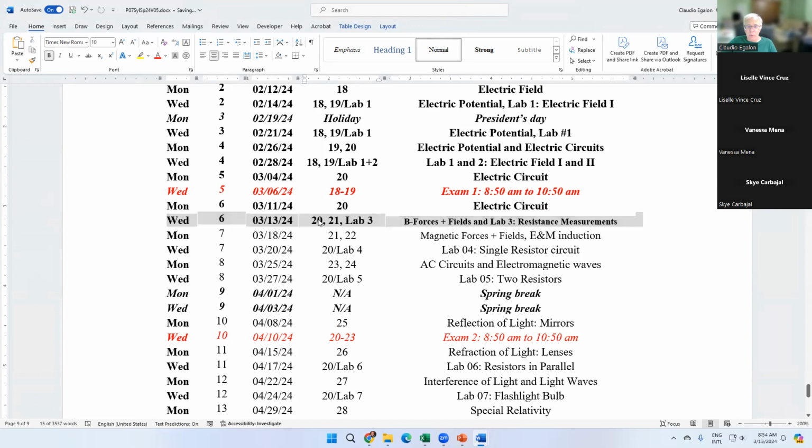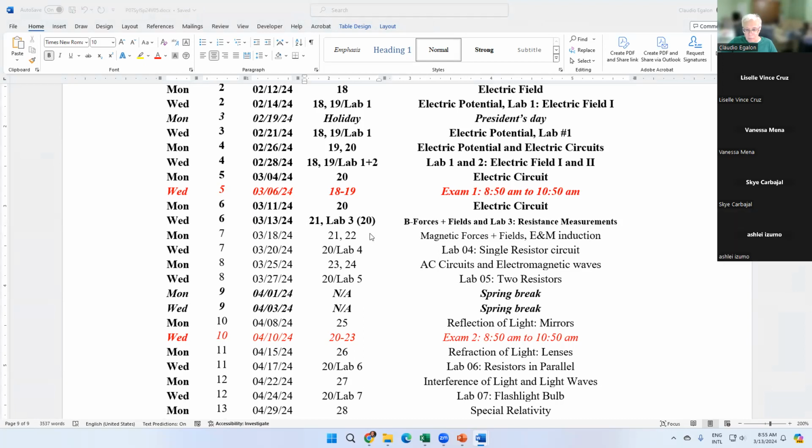Okay, lab 3 is going to be material related to chapter 20, but I want to start chapter 21. In this first hour, we start chapter 21, and then we do chapter 20, and then we do lab 3, which is material for chapter 20. Okay, so that's the situation.